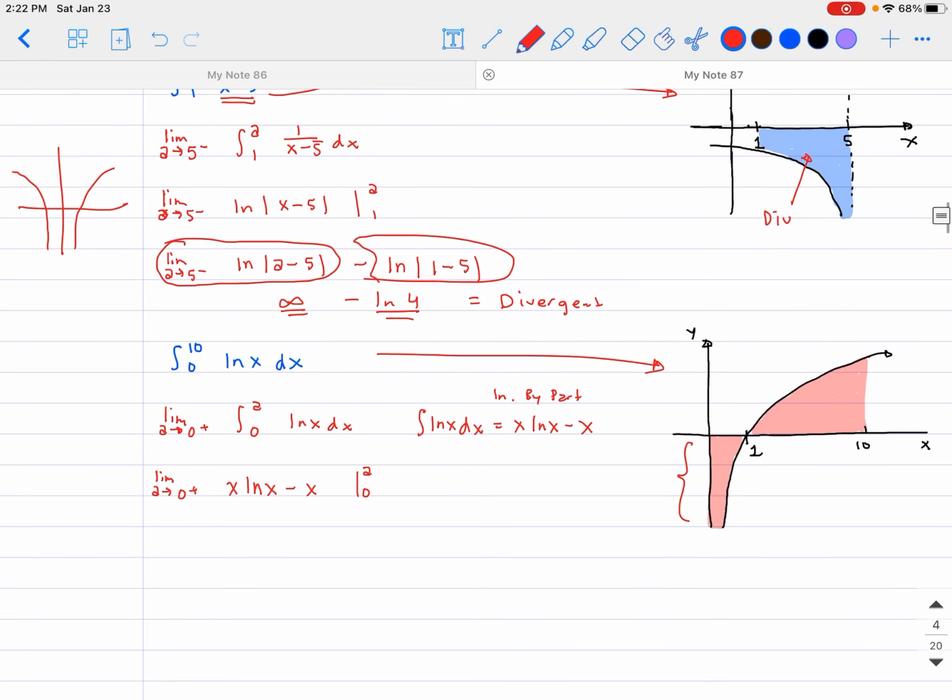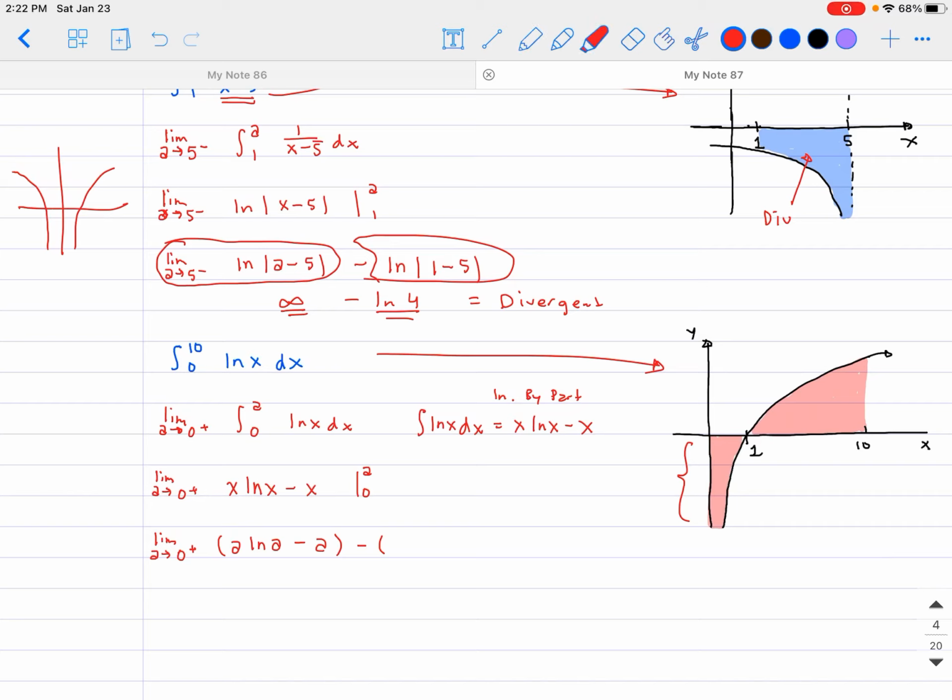Okay, now when we go ahead and plug in the upper bound minus the lower bound, hopefully we'll get something nice out of it. Limit as a approaches 0 from the right, we first have a times the ln of a, and then we have minus a, okay? Then for the other part, that's going to be plugging in 0. So that's going to be my upper bound minus the lower bound. You're going to get 0.